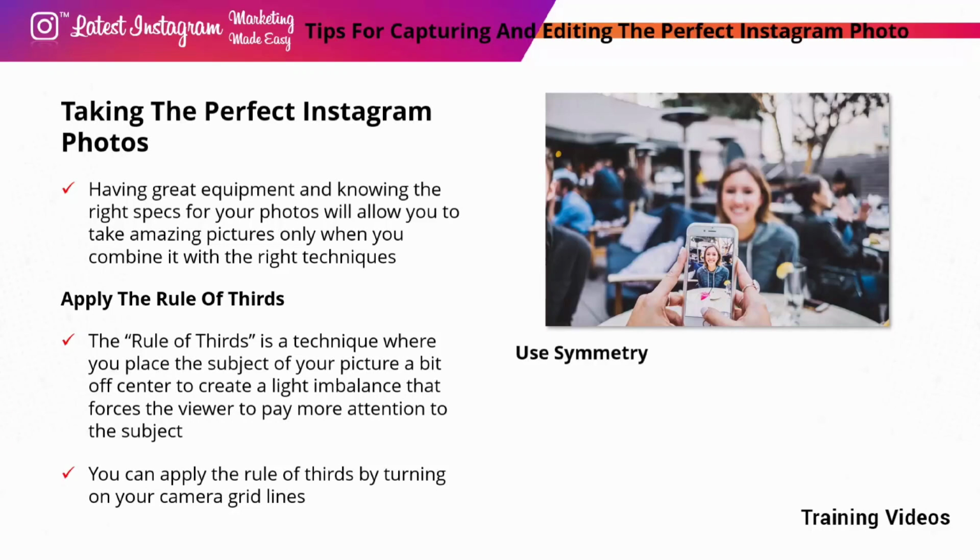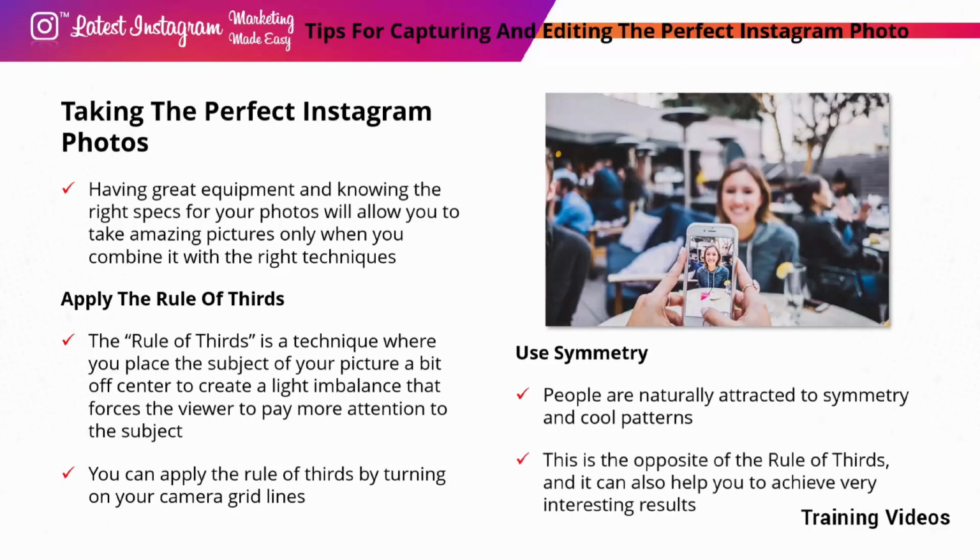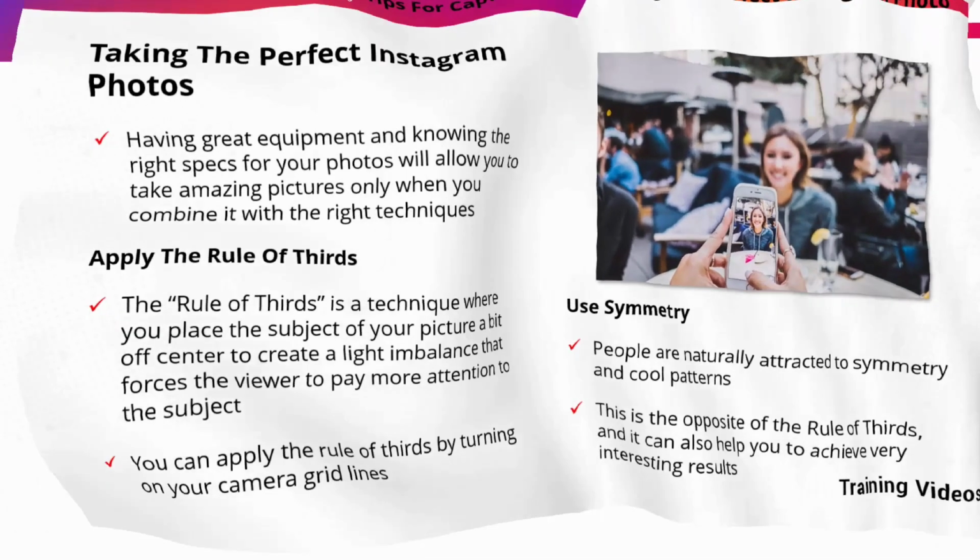Use symmetry. People are naturally attracted to symmetry and cool patterns. You can achieve symmetry simply by placing your subject right at the center of your pictures. Another good technique is to use leading lines to draw attention to your subject. This is the opposite of the rule of thirds, and it can also help you to achieve very interesting results.